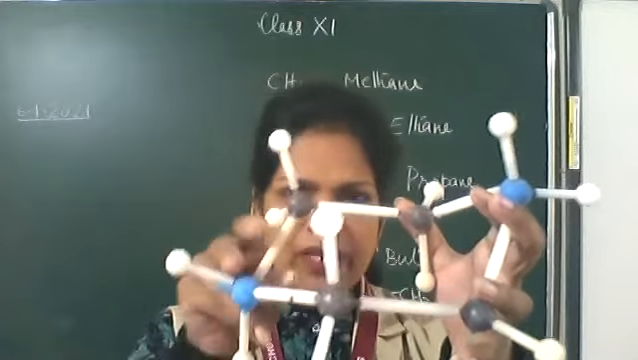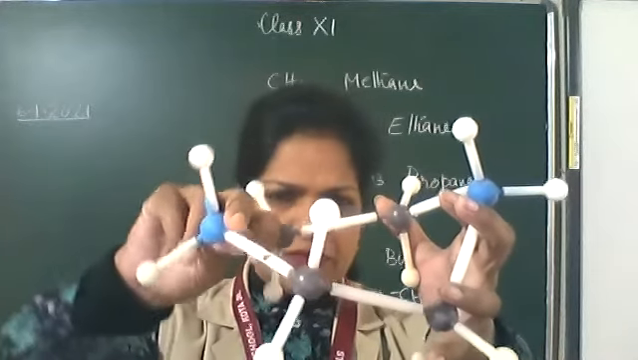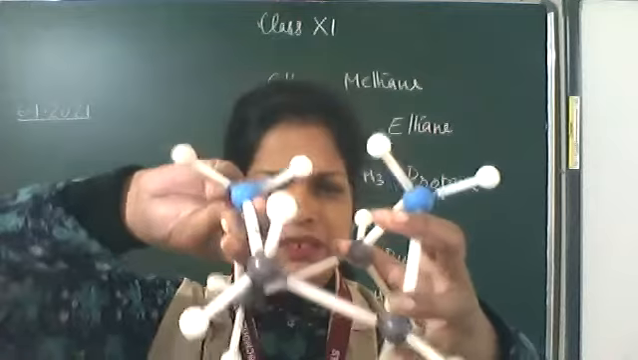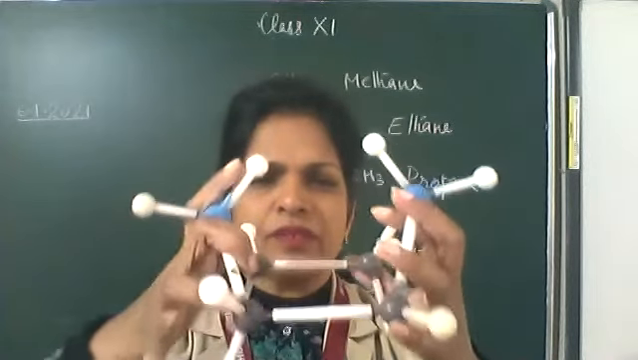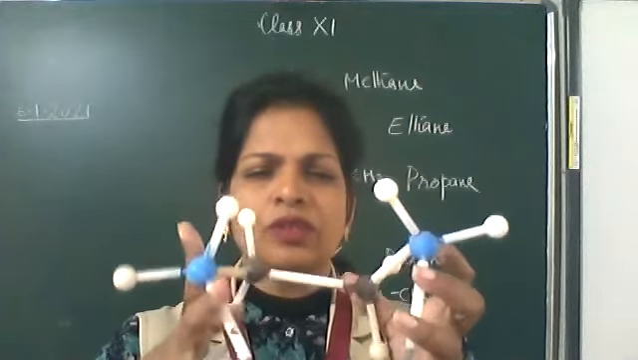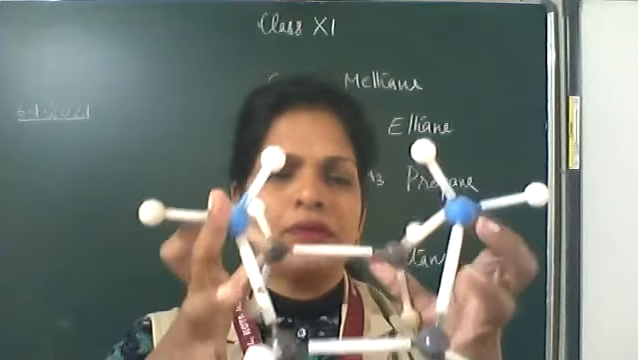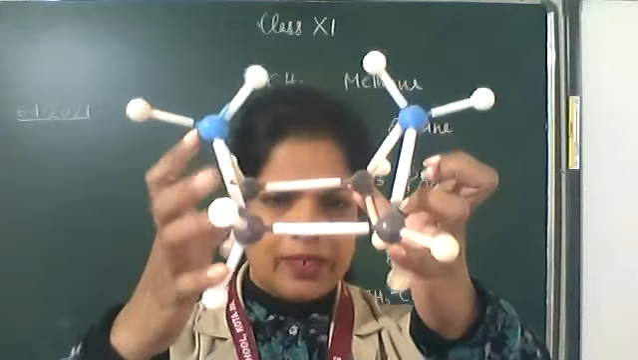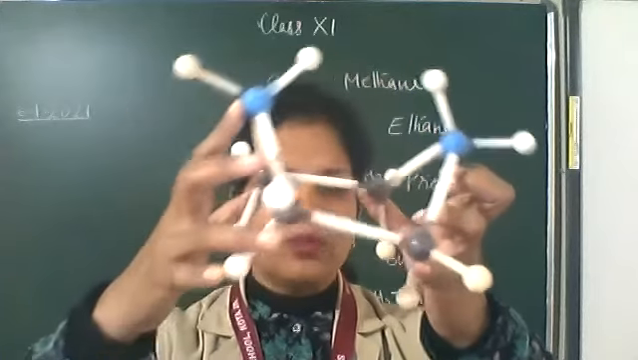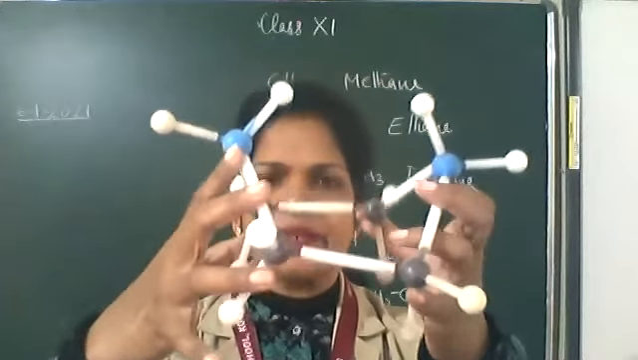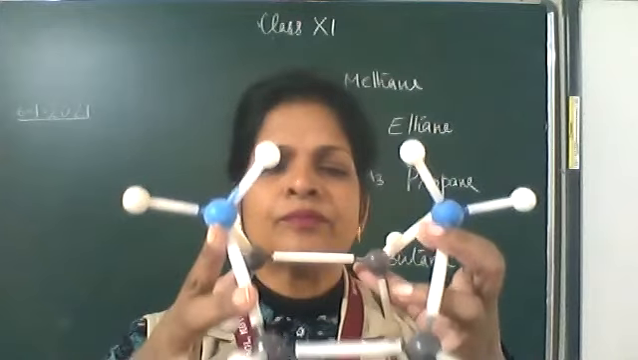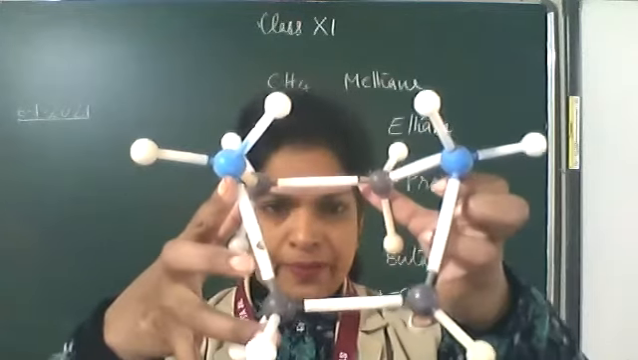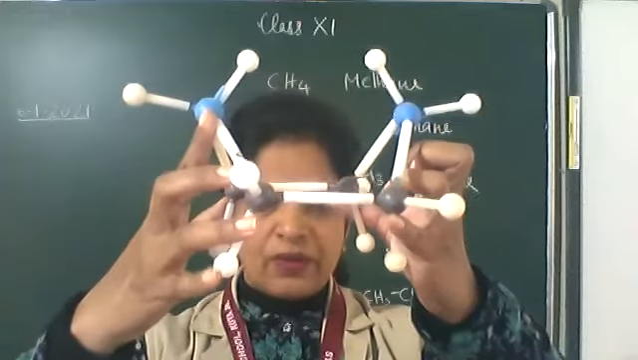Now the same chair format can shift to the boat format. Now you see, both the blue are up. So this is like the boat format. This is called the boat conformation of cyclohexane. This is the boat conformation, see? Boat conformation of the cyclohexane.